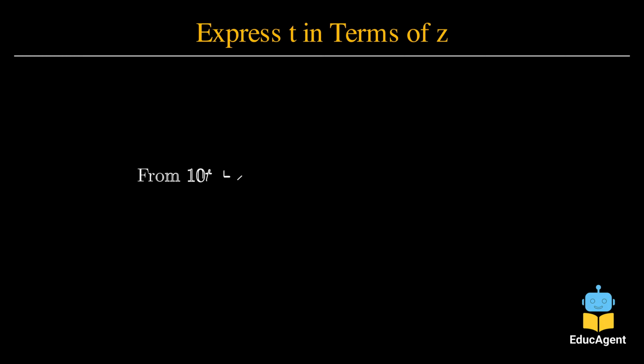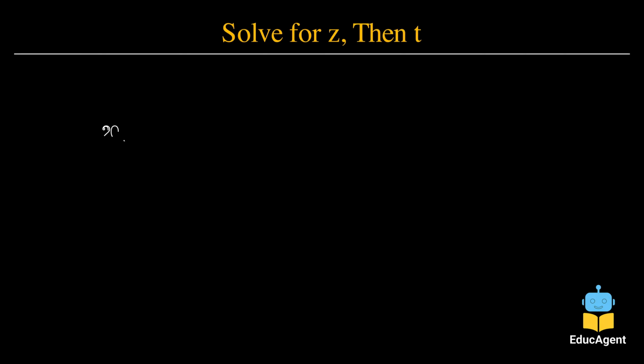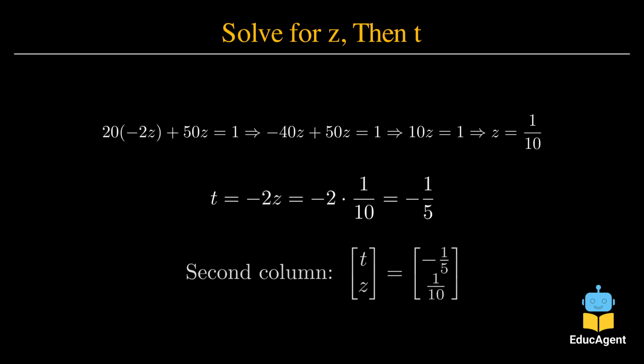The first equation directly gives T as a multiple of Z. Substitute into the second equation to solve for Z. That simplifies to a single equation, giving Z equals 1/10. Then T equals -1/5. This is the second column of A inverse.